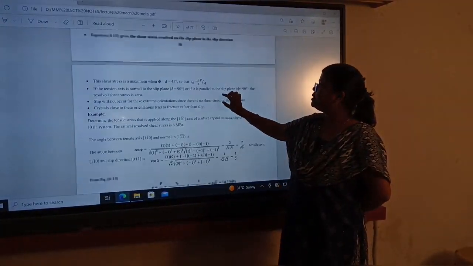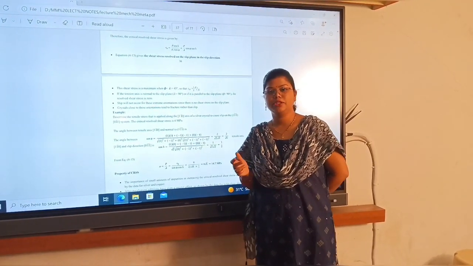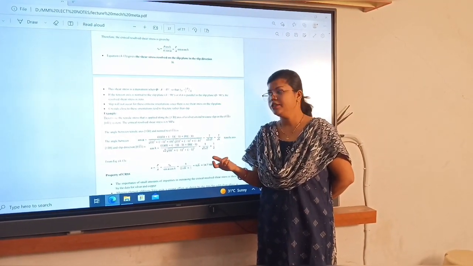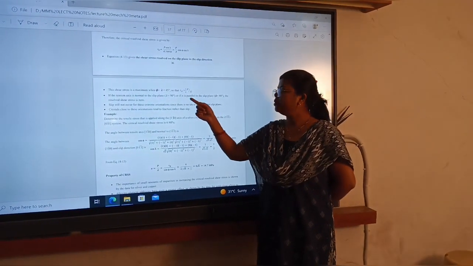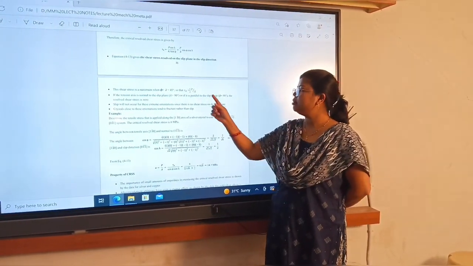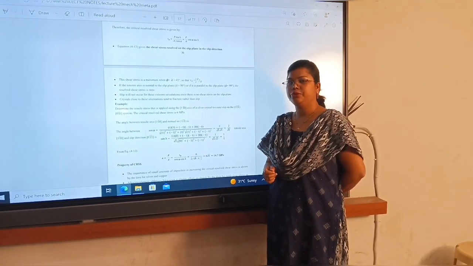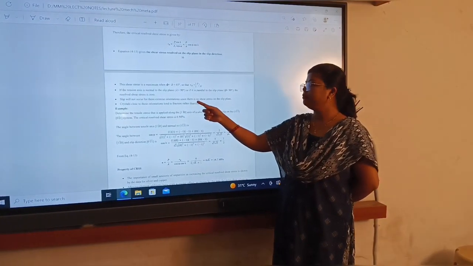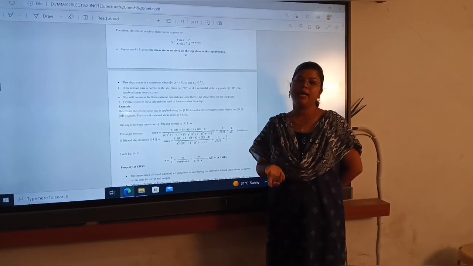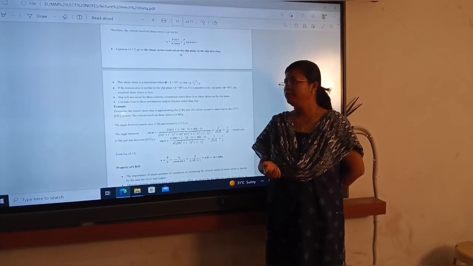If in any case one of the angles, either phi or lambda, is 90 degrees, then cos 90 degrees will be 0. So ultimately the CRSS value tau R will be 0, and that is the minimum value. So the maximum tau R is 1 by 2 P by A, and the minimum is 0. Slip will not occur for the extreme orientation, since there is no shear stress on the slip plane. Whenever one of the angles is 90 degrees, there will be no shear stress, because the CRSS value will be 0, so no slip will occur.